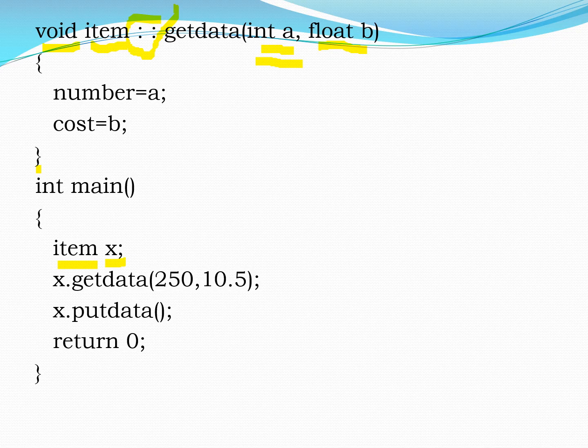And now I'm going to access a second function, x dot put data, from the previous slide. This put data consists of a, the number which is going to be printed, it is going to print 250, and b, which is going to print 10.5. With this small example, we can clearly understand how we have declared inside the class as well as outside the class. In the upcoming slides, we'll discuss how to create objects.